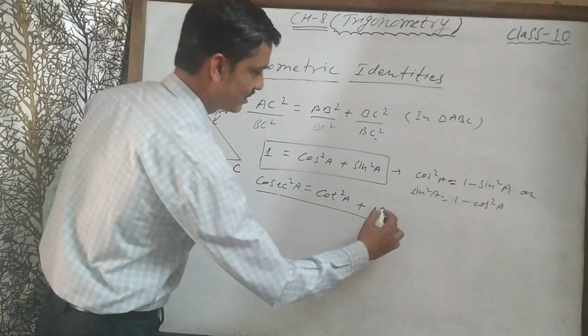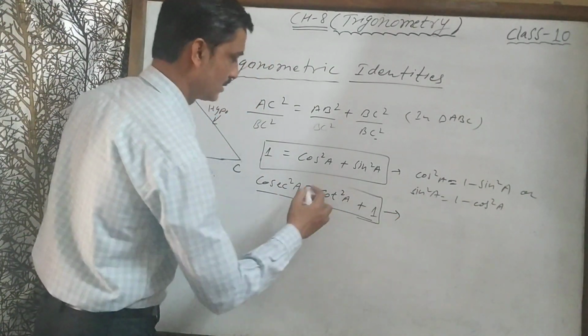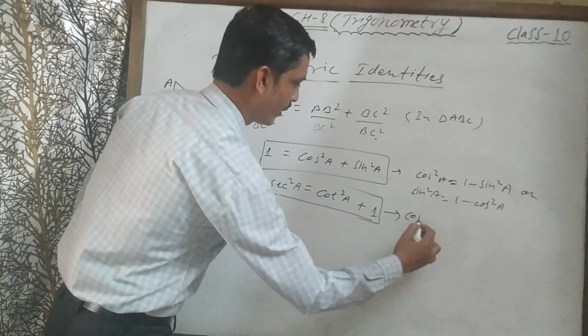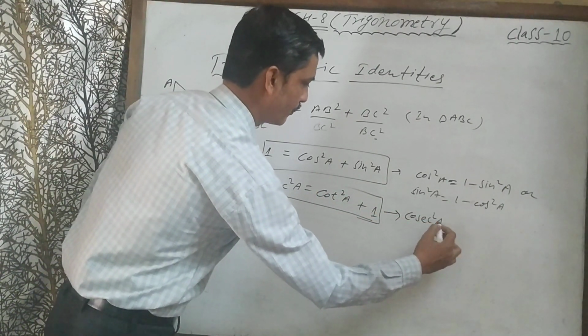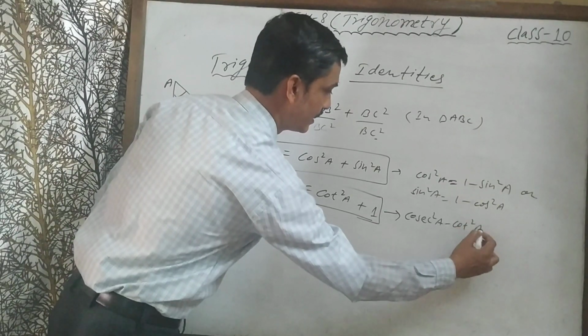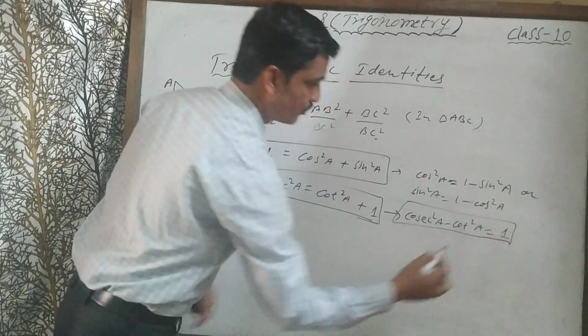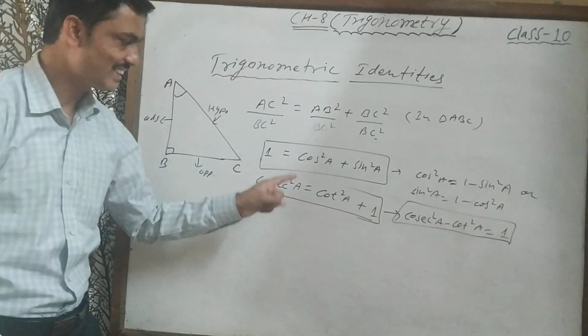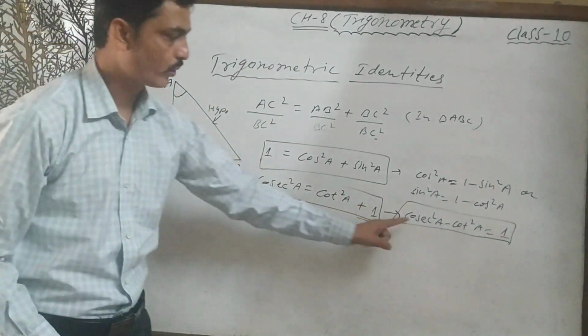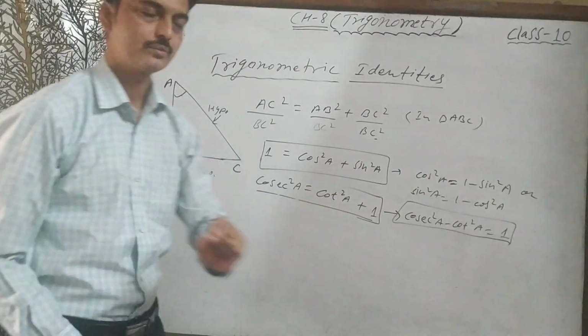Or we can write cosec square A minus cot square A is equal to 1. In terms of 1, we can write this identity as cosec square A minus cot square A is equal to 1.